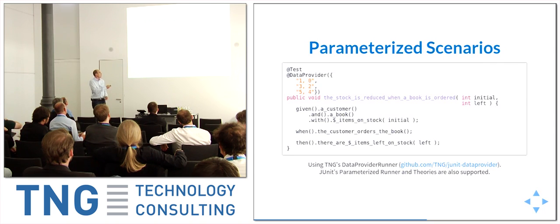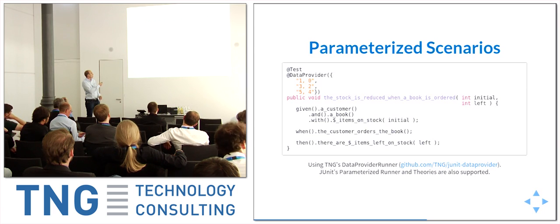And here it's as follows. You have the normal test method. You write an annotation here with the data you want to provide, and you have multiple parameters here in the test. And when you execute it, it will actually execute the test 3 times with the different parameters. And your scenario just looks as before. You just pass in these parameters where you need them.